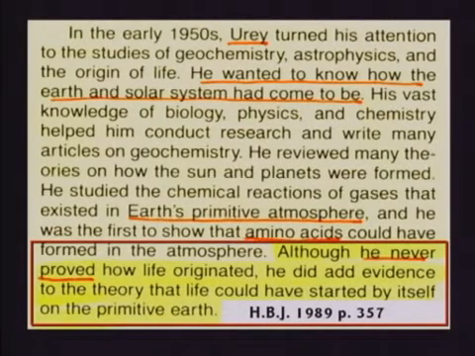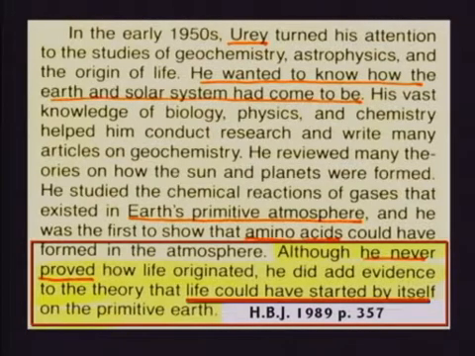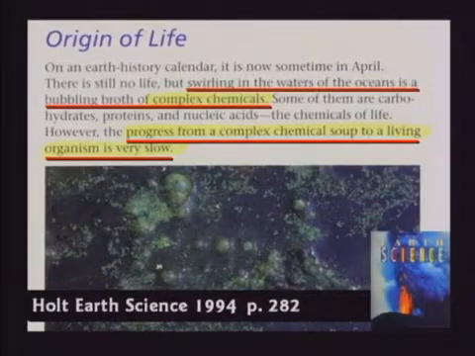Miller and Urey wanted to know how the Earth and solar system had come to be. So they made an experiment 50 years ago. It said he never proved how life originated. But he did add evidence to the theory that life could have started by itself. This is a lie. Miller and Urey's experiment, and everybody since then, has made the problem much worse. See, Darwin thought a cell in your body was a little simple sack of jelly. Now we know cells are incredibly complex, and life could not have started by chance.